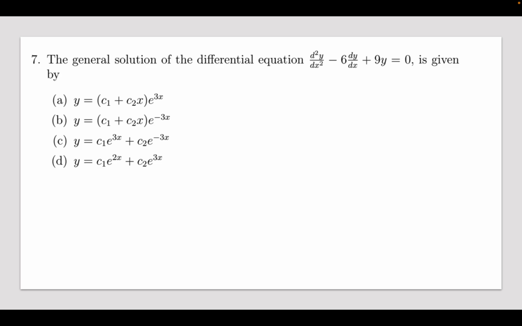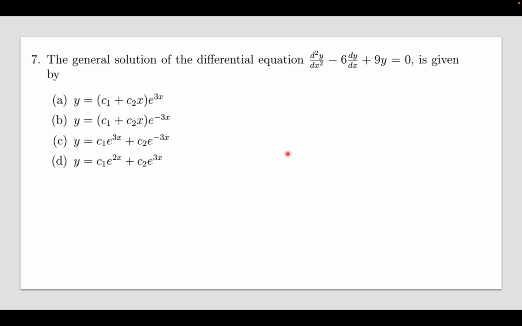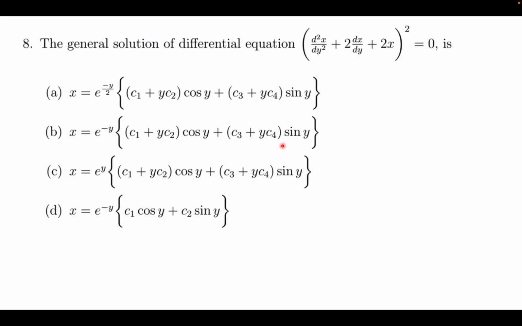So I will move forward to question number 8. Again, I have taken the same type of problem, but it's a little different. I have given you the idea of what to do if you have real and equal roots, and if you have real and distinct roots, right? So how to write the solution in that case. Here I have taken a different problem. So let's go through the problem. You again have the second order homogeneous differential equation, right?